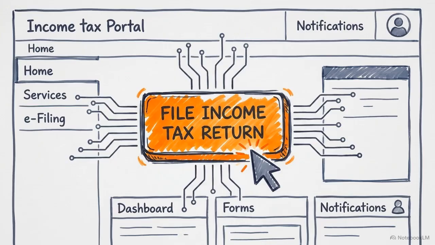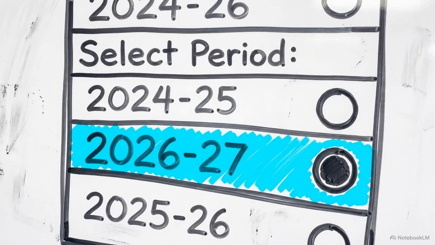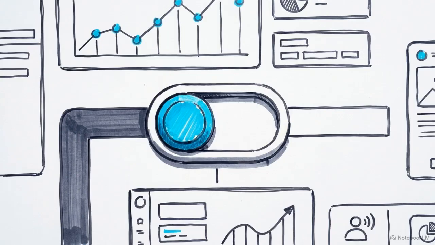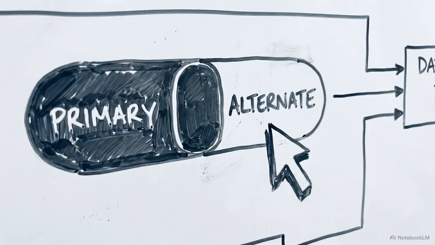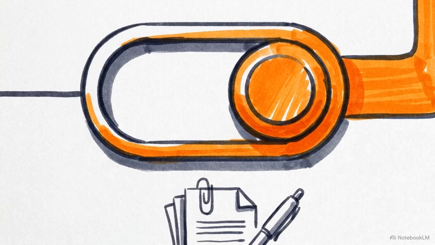Log into the Income Tax portal and follow the path to File Income Tax Return. Select assessment year 2026-27 and choose the online filing mode to begin. The portal is configured to the new tax regime by default. If you intend to claim traditional deductions under the old regime, you must manually select that option before proceeding.